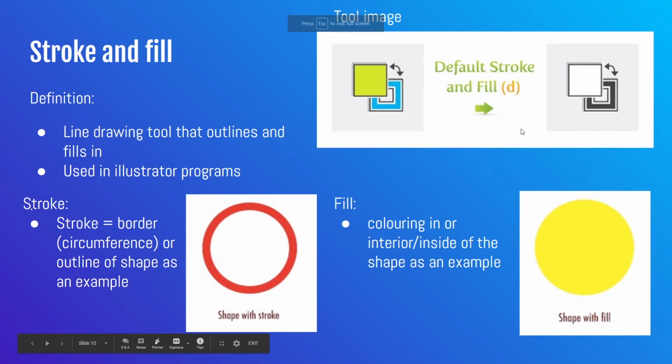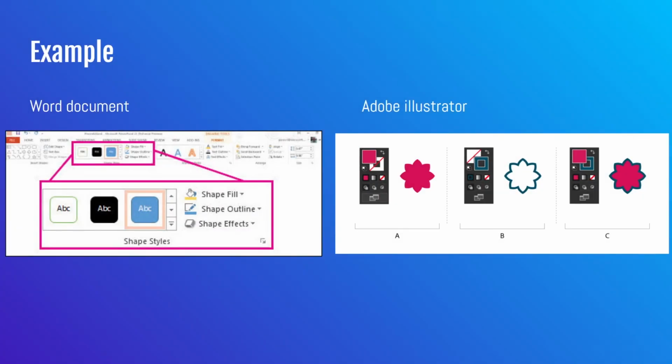Stroke and Fill is essentially an outlining and filling tool used in Illustrator and other programs. It can be broken into two parts. Fill essentially means coloring in. In the case of a shape, like a circle, the fill is the interior of the shape. Stroke only draws on the border of the path, or outline. Using the circle example again, the stroke is the border circumference of the shape, while the inside is the fill.